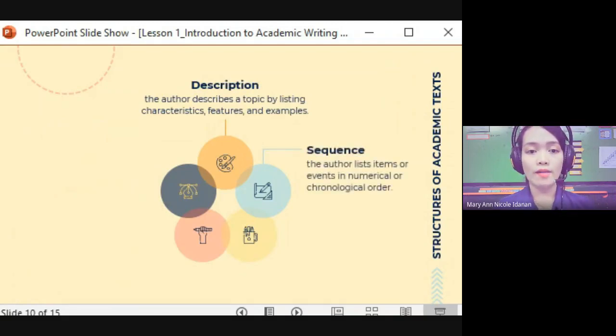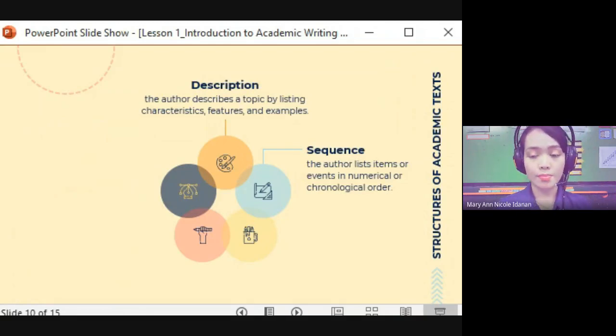Okay? Next, we also have sequence. In this structure of academic text, you're giving something in chronological order, or you are listing items or events by sequence. For example, I am writing an article about how to apply for college. I will give a short introduction about applying to college, and then I will give the list. For example, first you have to go to www.cabsu.com if you are applying in Cabsu. Second, you need to fill out the form, and third, you need to submit all the requirements. So that is an example of the sequence structure of academic text.